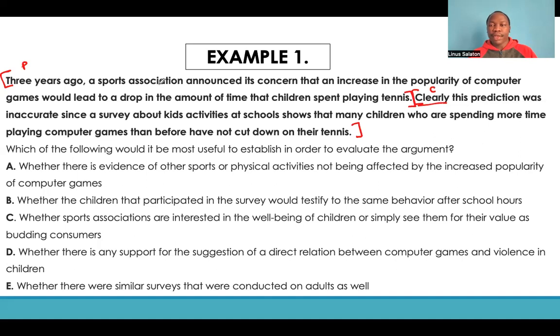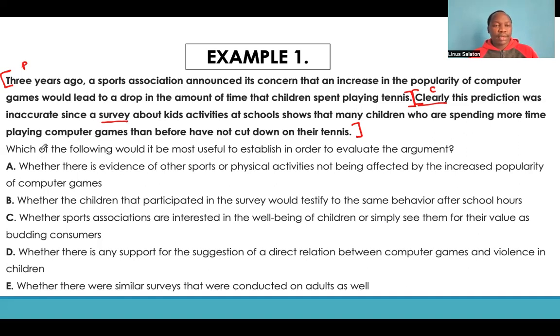And the conclusion that is given here is that clearly this prediction was inaccurate, since a survey done about kids' activities at schools shows that many children who are spending more time playing computer games than before have not cut down on their tennis. So this is basically contrary to the information that is provided in the premise.